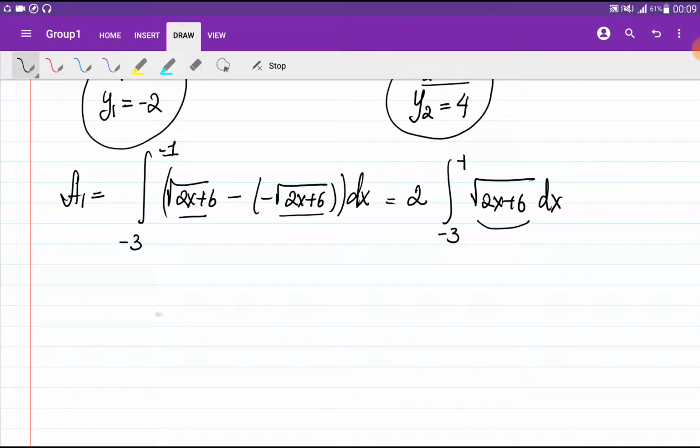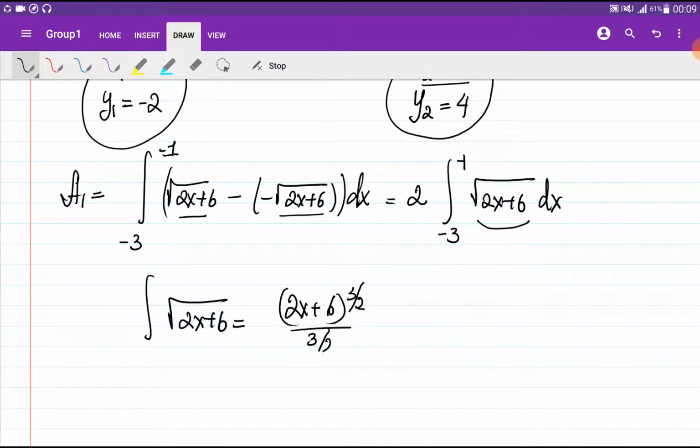In order to integrate this, we need to figure out the antiderivative. Let's discuss this separately. The antiderivative of the square root of tx plus 6 is (tx plus 6) to the power of 3 over t, divided by 3 over t, multiplied by 1 over t. I put here 1 over t because of this t. If I take the derivative, it will be (tx plus 6) to the power of 3 over t minus 1. Then the 3 over t cancels with the 3 over t, and I additionally multiply by the derivative of tx plus 6, which is t, which cancels with this t, and I have exactly this function.